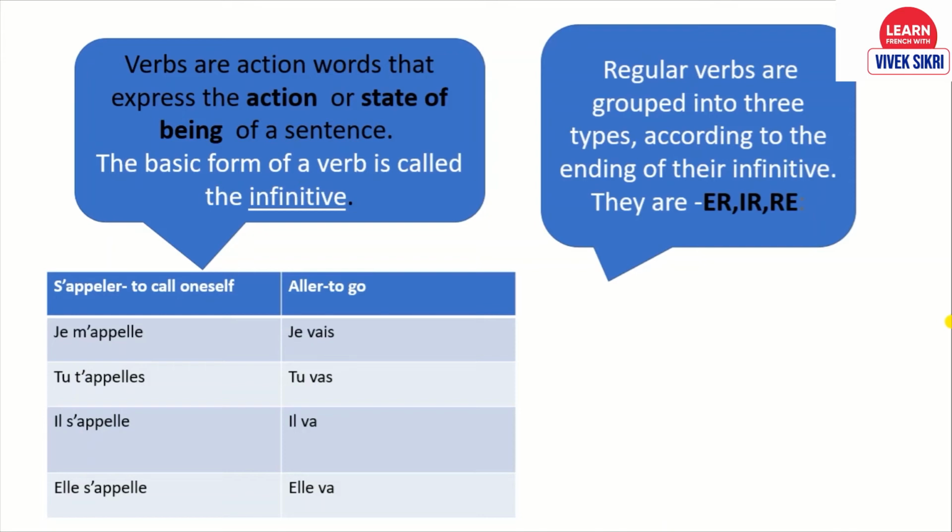Now we are studying another verb, aller, which means to go. But this verb is used also to talk about how are you. The conjugation of the verb is je vais, tu vas, il va, elle va. Je vais means I go. Tu vas means you go. Il va means he goes. Elle va means she goes. Now we will use this verb aller in the dialogue.